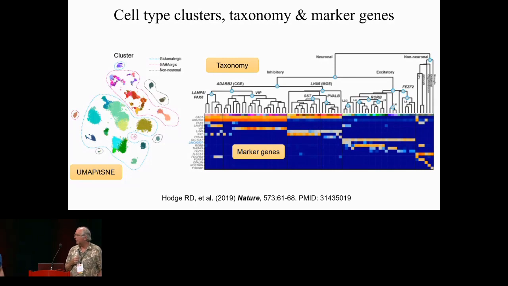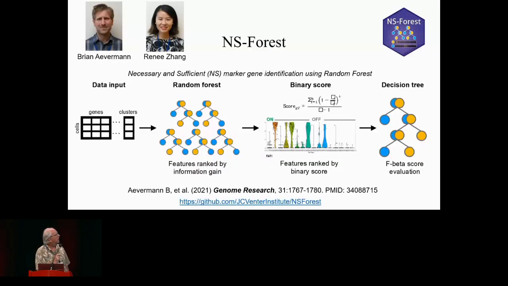So we developed an algorithm called NS-Forest, which stands for necessary and sufficient forest and is based on machine learning, specifically random forest. The idea here is to try to identify this minimum set of necessary and sufficient marker genes. It involves this workflow.